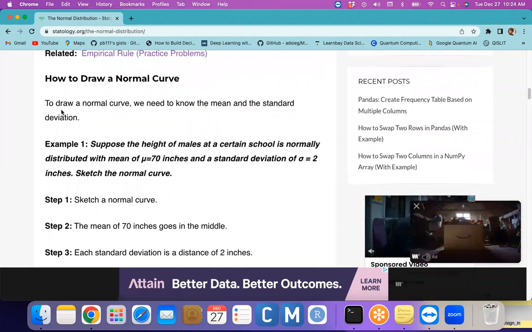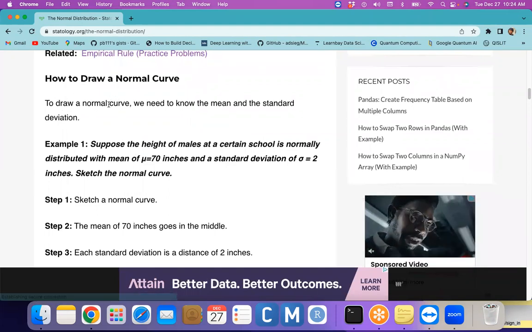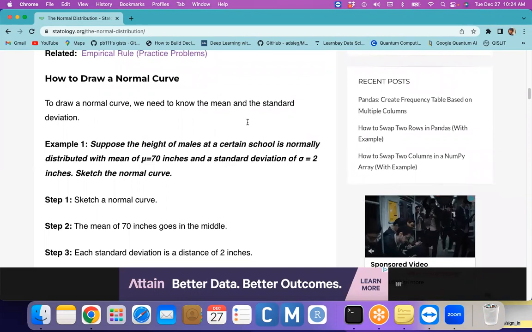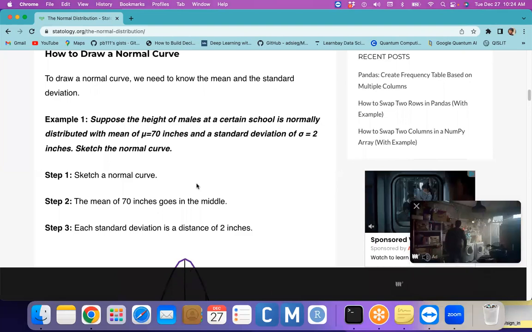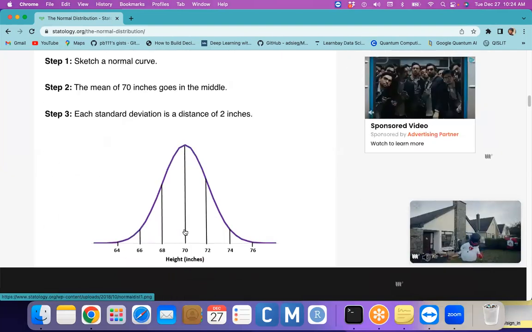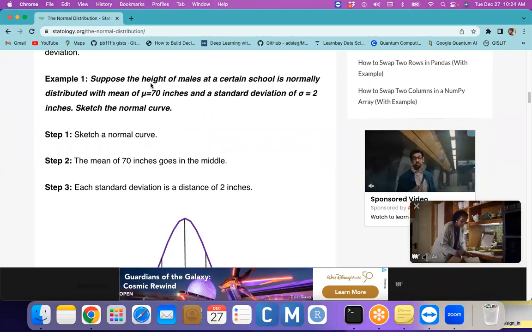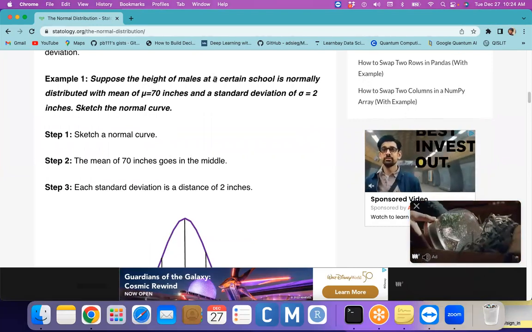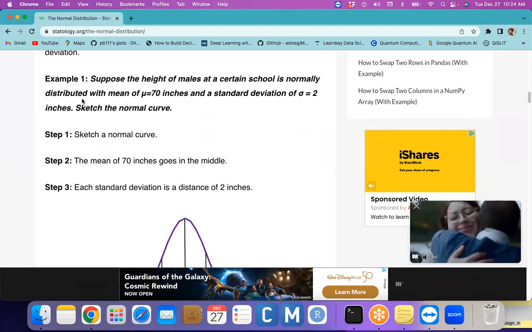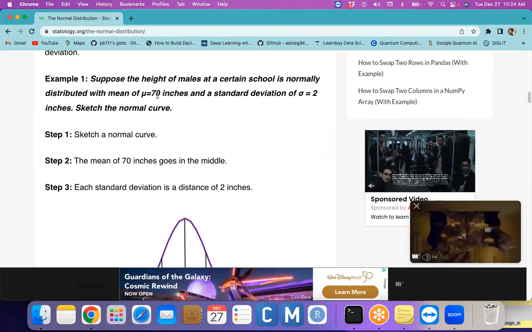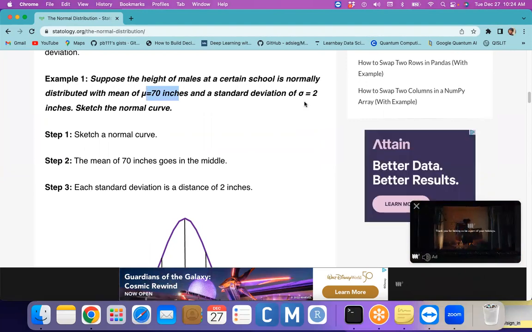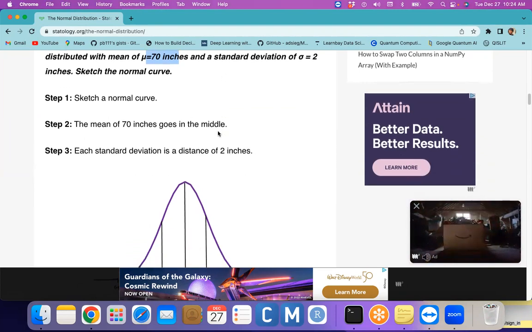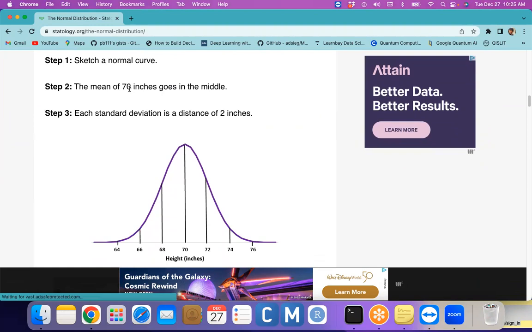So we can see how to draw the normal curve. To draw the normal curve, we need to know the mean and standard deviation. If we don't know the mean and standard deviation, it's impossible to plot this normal distribution. Suppose the height of males at a certain school is normally distributed with a mean of 70 inches and a standard deviation of 2 inches. With the help of these two values, we can sketch the normal distribution. So your mean is 70, right?